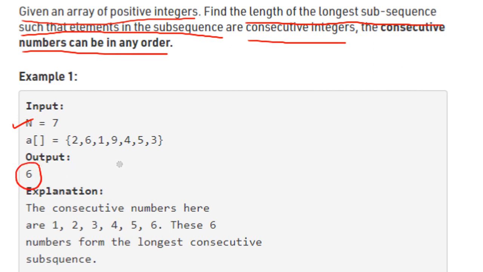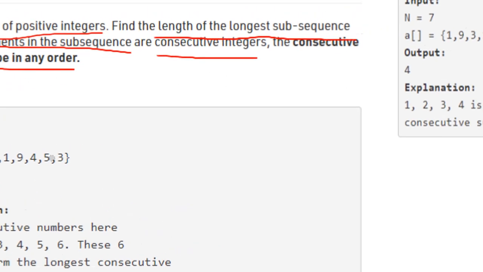How can we say the output is 6? Because if we look at the longest consecutive subsequence present in this array, that consecutive subsequence is 1, 2, 3, 4, 5 and 6. So it is the longest consecutive subsequence present and hence the output is 6.